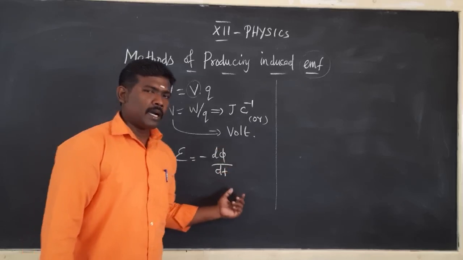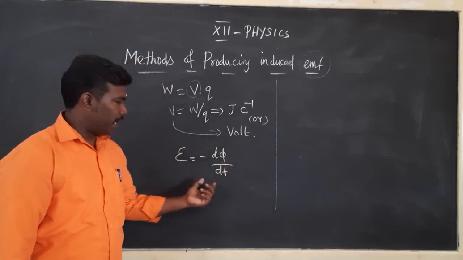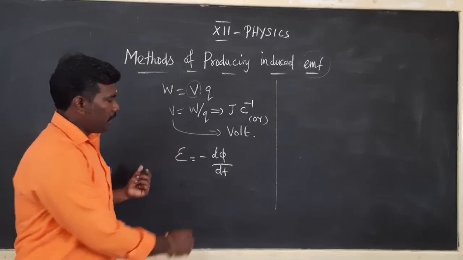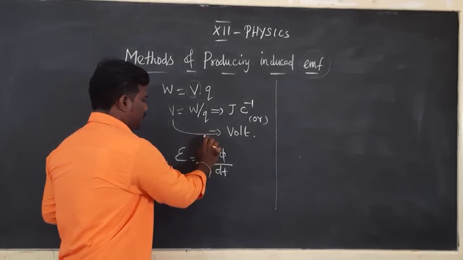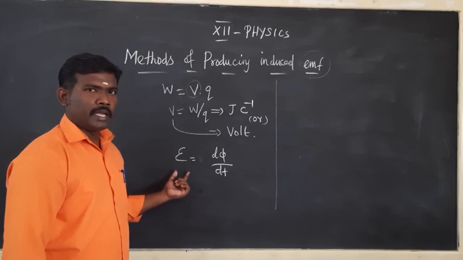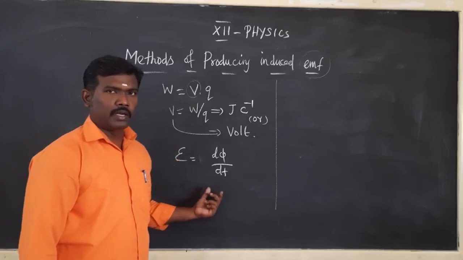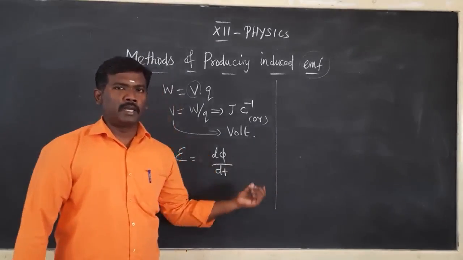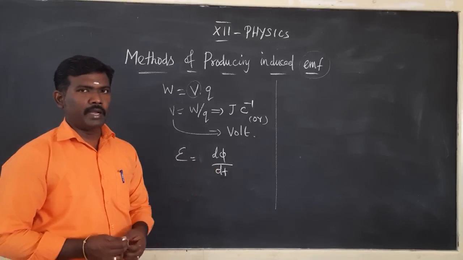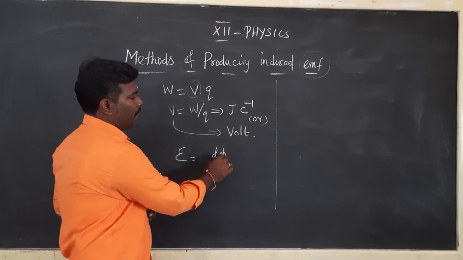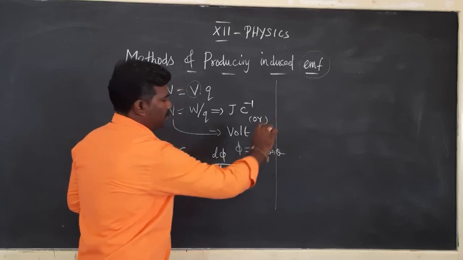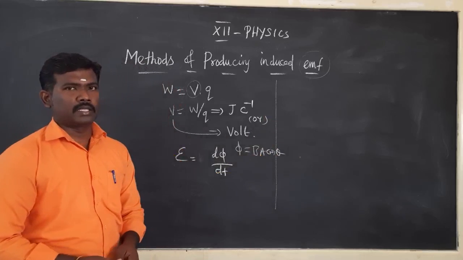The rate of change of magnetic flux linked with the coil is equal to the EMF induced in the particular circuit. If you are concerned with the magnitude alone, E is equal to d phi by dt. So the magnitude of induced EMF in the closed circuit is equal to the magnitude of the rate of change of flux in the given circuit. And also we know the formula for phi: phi is equal to BA cos theta.